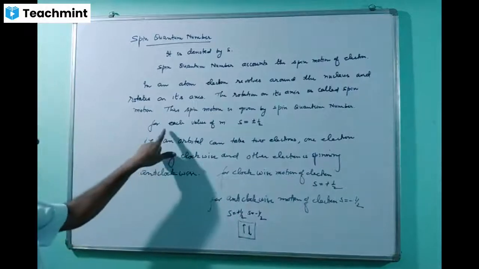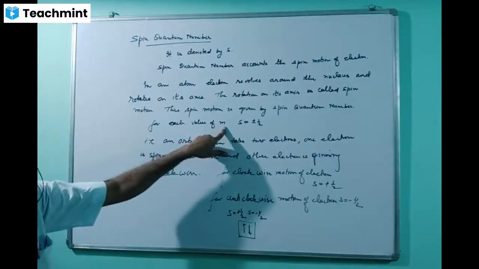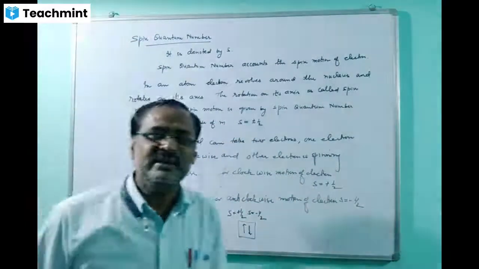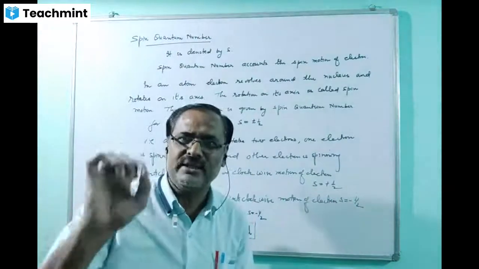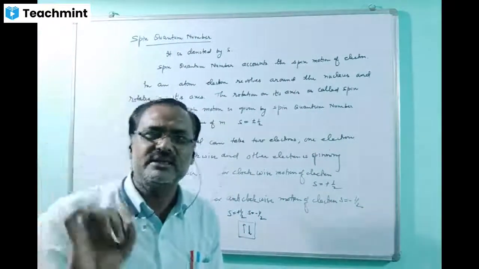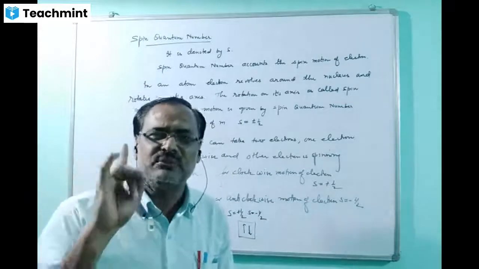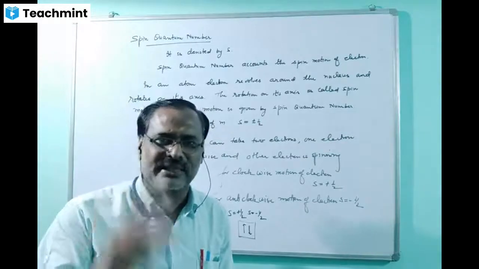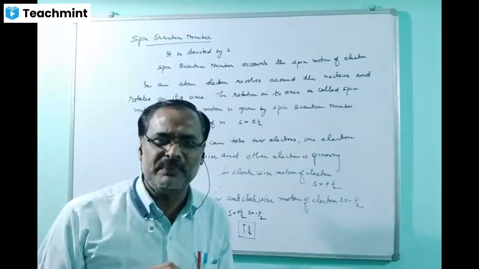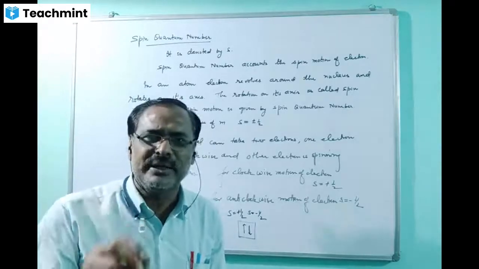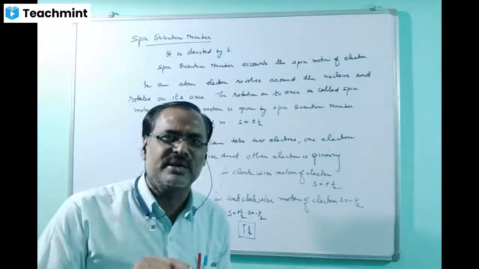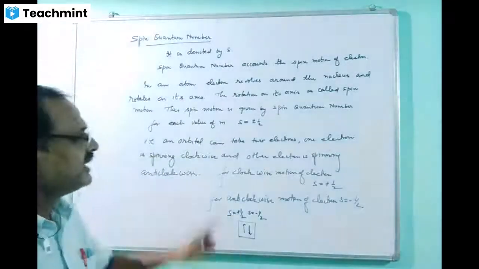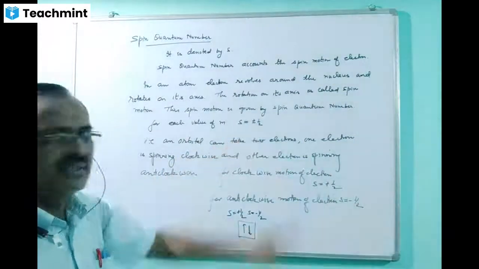So what is the meaning of this one? For each value of m, s is equal to plus minus half. The meaning is that for each value of m, it means one orbital. In one orbital, 2 electrons will be present, and one electron will be moving clockwise and another electron moving anti-clockwise. So the concept is clear or not? For each m, s is equal to plus minus half.